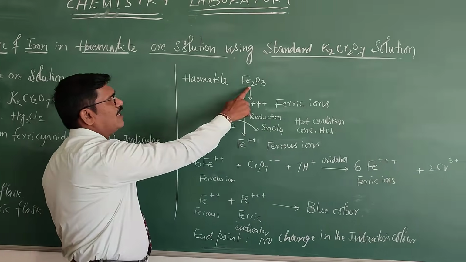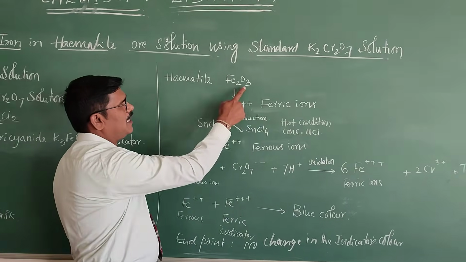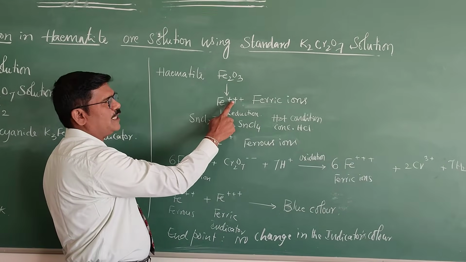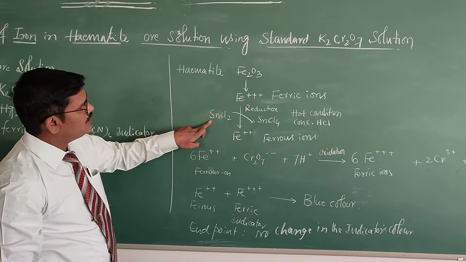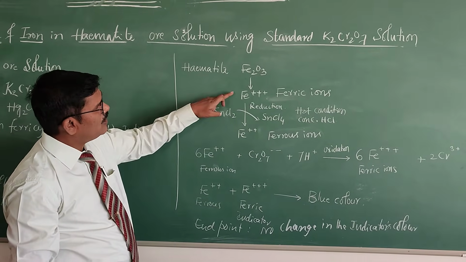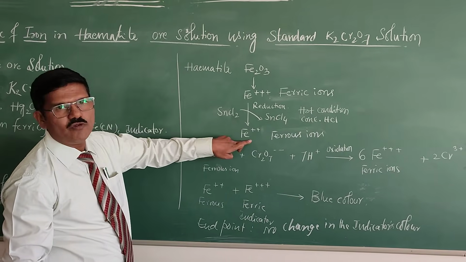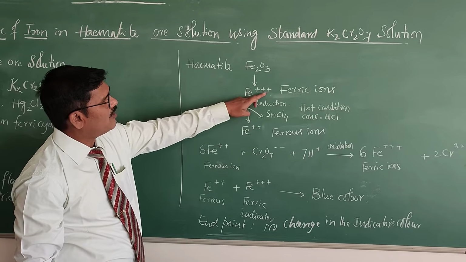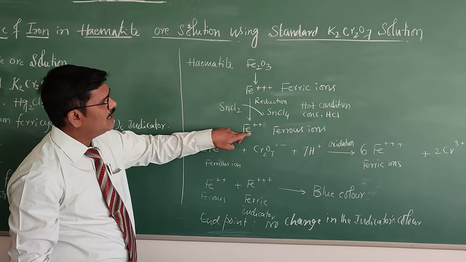Hematite is the ore of iron with the formula Fe2O3. So in Fe2O3, iron is present in the form of Fe3+, that is ferric ions. When we add SnCl2 to a solution of hematite, the ferric ions are reduced to ferrous ions. So here, by addition of an electron, ferric ions are converted into ferrous ions.